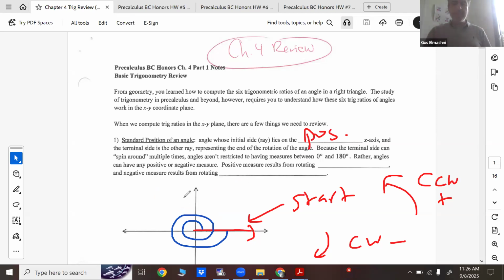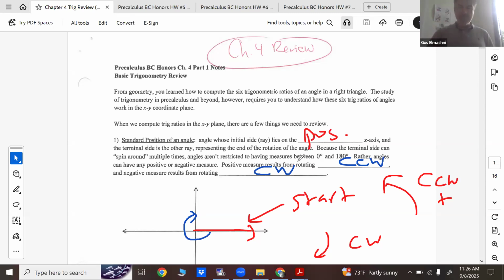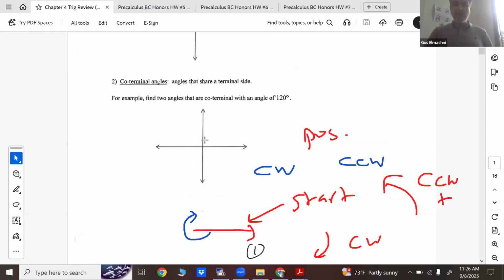If I were to do this, what do you think that would be? Okay, cool. Good. So yeah, we spin around multiple times. That could happen. So it's not restricted to 0 to 180. You guys know that angles can have positive and negative measure. Positive measure results from rotating counterclockwise and negative clockwise. Okay, so we're cool there? Good. Let's keep moving. And again, it's recorded, so if you ever want to watch it.